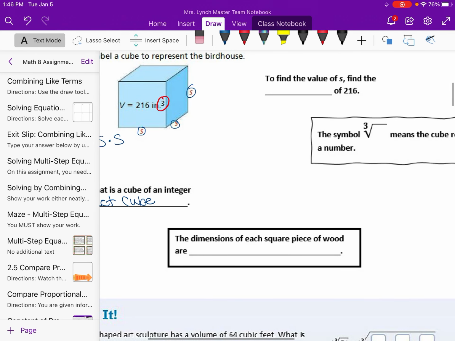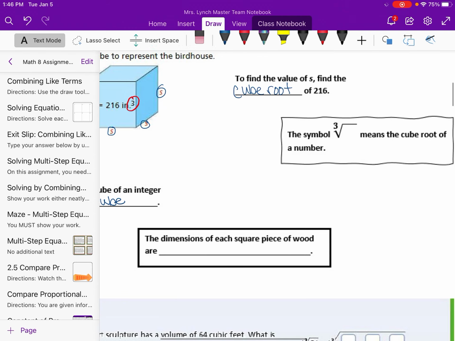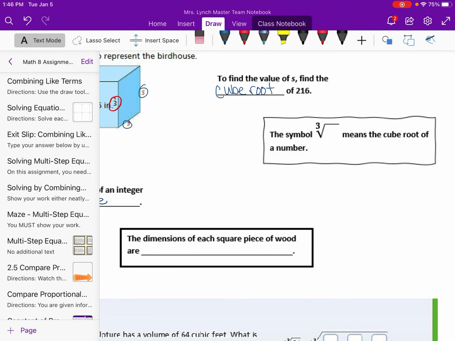Okay, and then kind of how I mentioned already, if we want to find the value of s, in other words, if we want to find what the length of each side is, we have to find what's called the cube root of 216. And then I added this extra note in with these notes. I'm going to show you a calculator that works, and I will also attach the link for this specific calculator while you're at home.